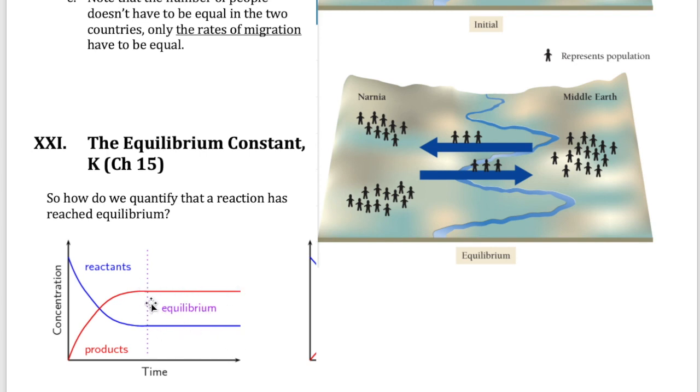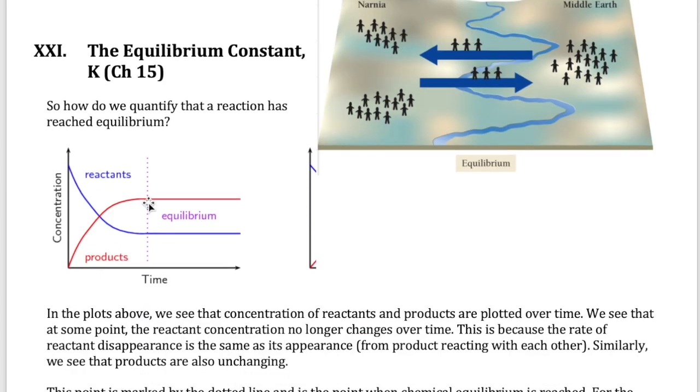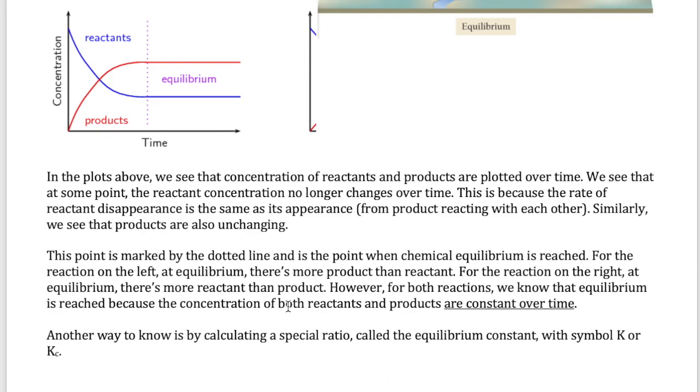And again, why don't they change? It's not because nothing is happening. Actually, a bunch of things are happening, but the rate of the reactants making product is exactly equal to the rate of the products reconverting back to reactants. So we can find out that a reaction reaches equilibrium if we can measure that the concentrations of reactants and products don't change over time. So that's one way we can tell.